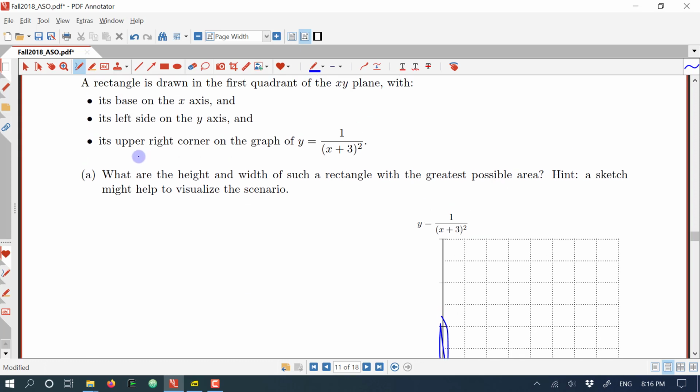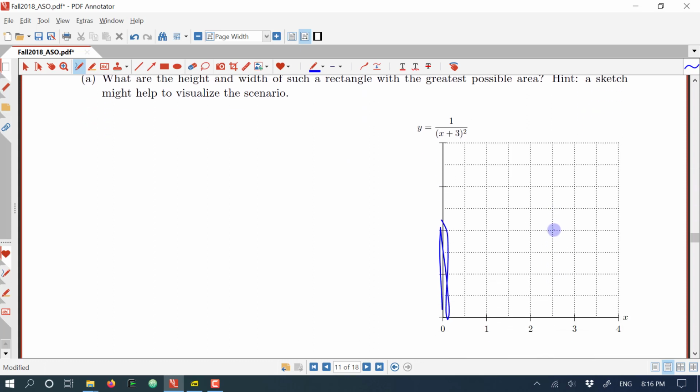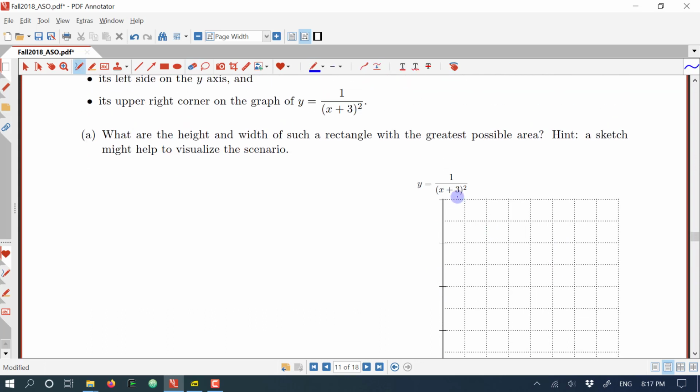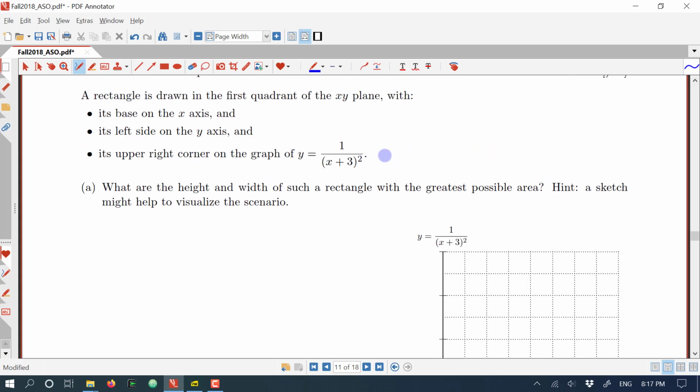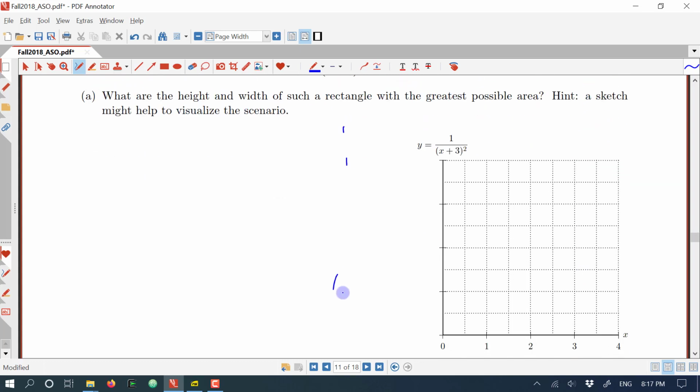And then the upper right corner is going to be somewhere on the graph of y equals 1 over (x plus 3) all squared. Just remember that this is similar to the graph of 1 over x squared, but shifted left by 3. That would give us an asymptote over here somewhere. It's going to come down, so it's not critical that we get a sketch that's too accurate.